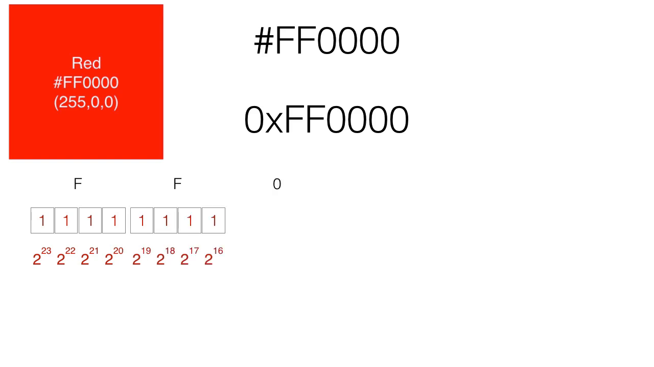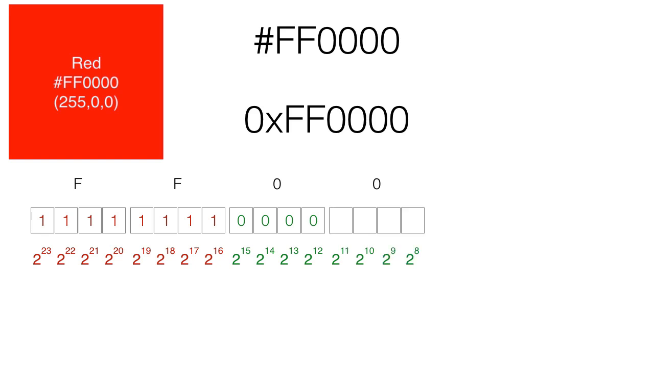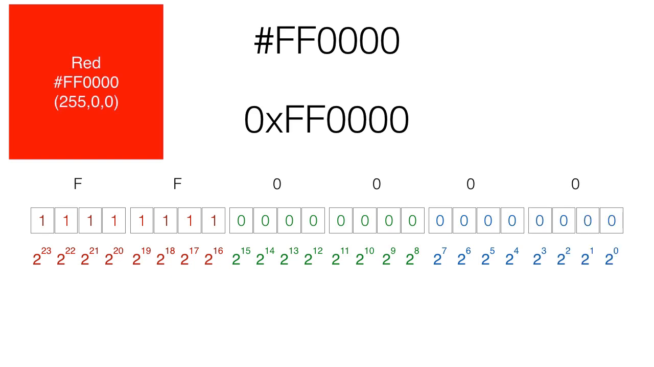Let's bring down this other F. Okay. And this one should be easy. It's all ones. Let's go ahead and bring down the 0. Well, this is easy. These are all 0. And we'll just continue on. We need the next 0, the next 0, and the next one. So let's go ahead. And there you go. This is the binary representation of the color red.